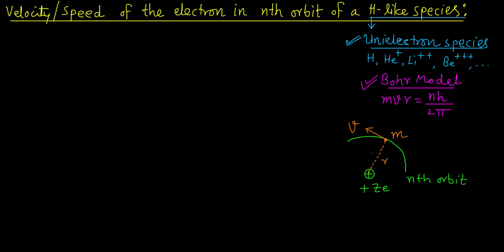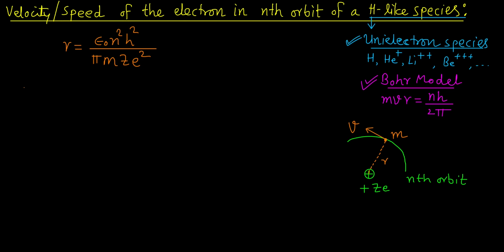Before moving further, I would like to tell you that in this derivation you already need the expression for radius. For that you can refer to my other video where I have derived the expression for the radius of the electron in the nth orbit. That radius expression is epsilon naught n square h square, divided by pi m Z e square. So this is the expression for radius which we will use.